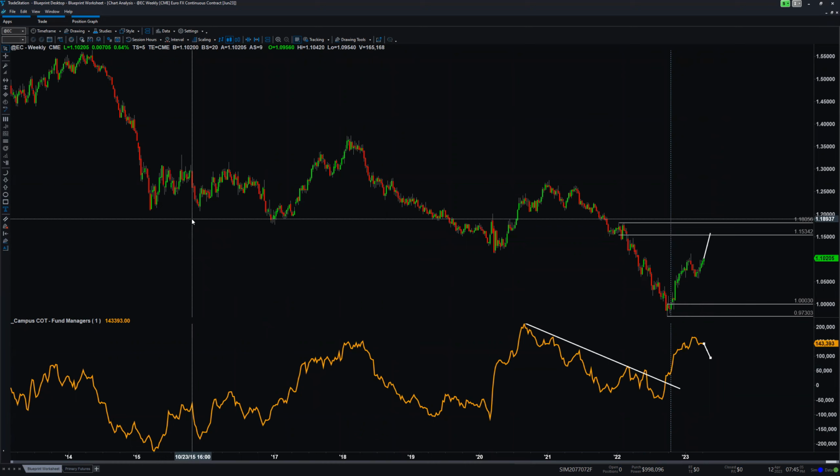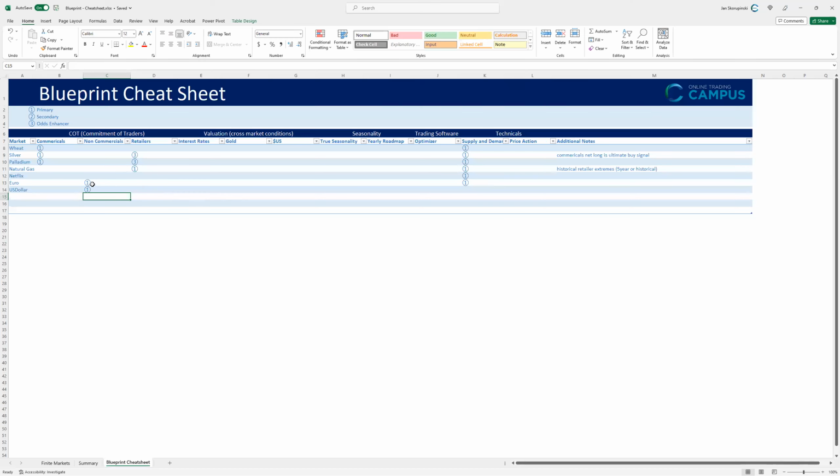And that also concludes the COT overall. As you can see, we did a few practical applications on the non-commercials, and we talked about some products where this may be important. We talked about the retailers as an odds enhancer for silver and palladium, or as a standalone tool on natural gas. We talked about commercials as the primary fundamental setup tool for our finite markets, wheat, silver, and palladium. And of course, all of that we're always going to do in combination with supply and demand.